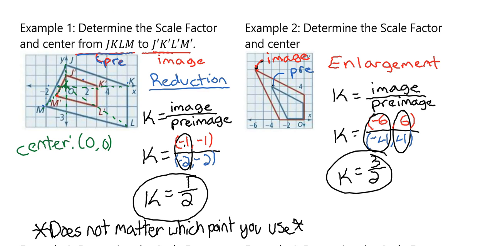Then again, just showing how we get our center. I'm going to draw those lines from each point to its friend point, I guess. We would call it a corresponding point. So here our center is also 0, 0. All right, just 2 more examples.